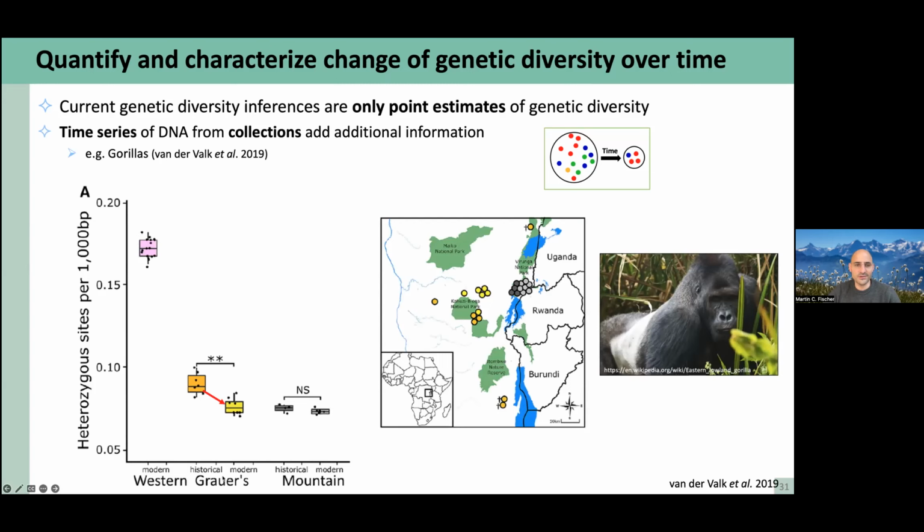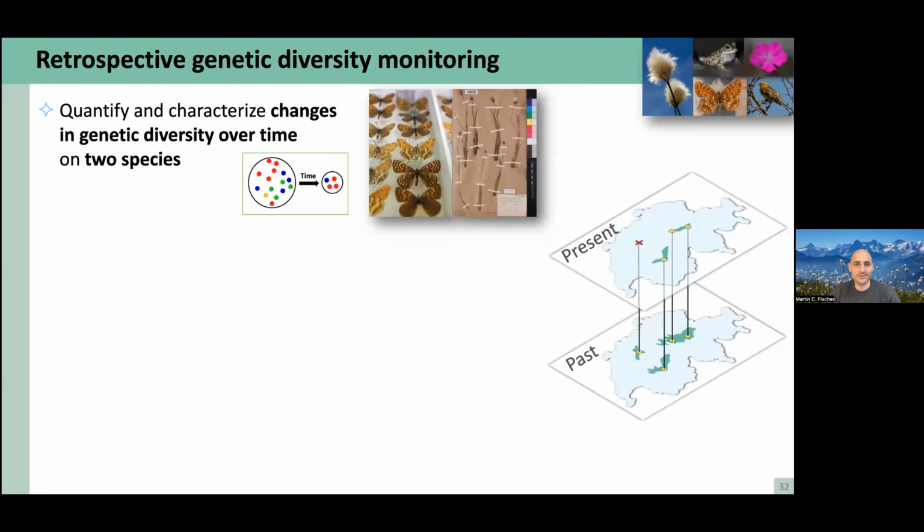They did it for the Grauer's gorilla as well as for the mountain gorillas. And interestingly, they only found in the Grauer's gorillas, or the flatland gorillas, a strong decrease of genetic diversity within the last 100 years by using DNA from collections. And we are aiming for something similar. So we would like to quantify change in genetic diversity in two species, the butterfly and the cottongrass.